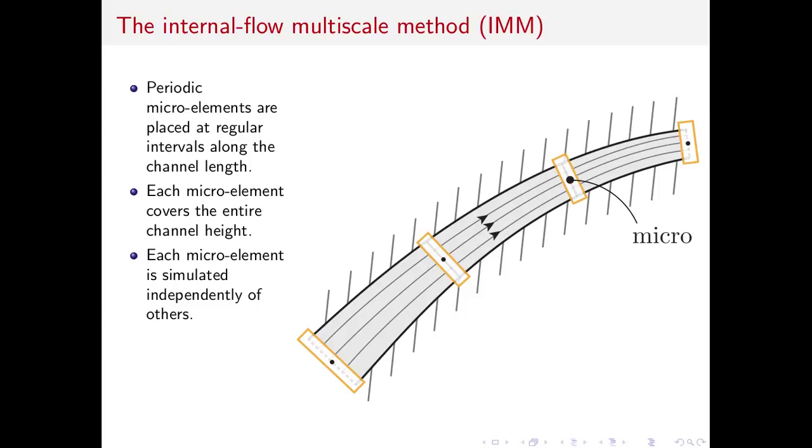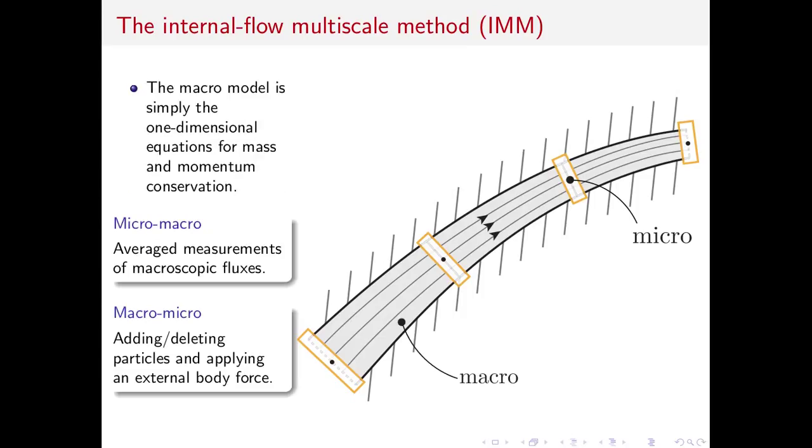However, each microelement does need to cover the entire channel height in order to accurately model the molecular processes, and in particular to capture the wall-fluid interaction which dominates the flow behavior. So these microelements are linked together through a macro model which is simply the one-dimensional equations for mass and momentum conservation. And these equations don't require any constitutive relations like viscosity, and they don't require any boundary relations like velocity slip, because all of that is inherently modelled within each microelement simulation.